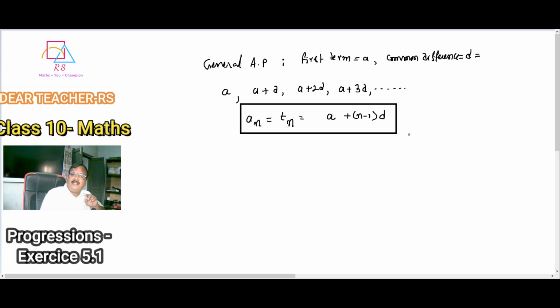So n can be anything. If you want to find the 20th term, n is equal to 20. If you want to find the 50th term, n is equal to 50. So to find the nth term, we will use this formula.